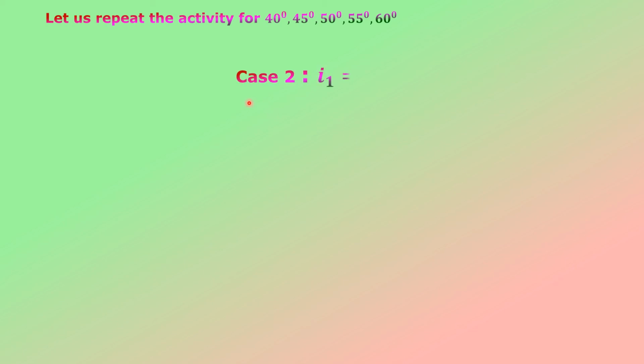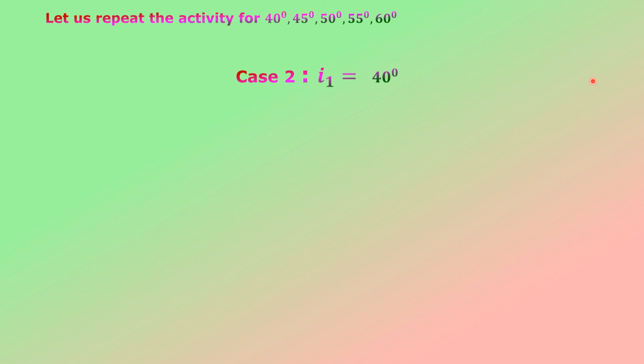Here is case 2. In case 2, I am taking the angle of incidence I1 equal to 40 degrees. For this angle of incidence, what will be the angle of deviation and what will be the angle of emergence I2, that we are going to find. The same procedure we have to follow.